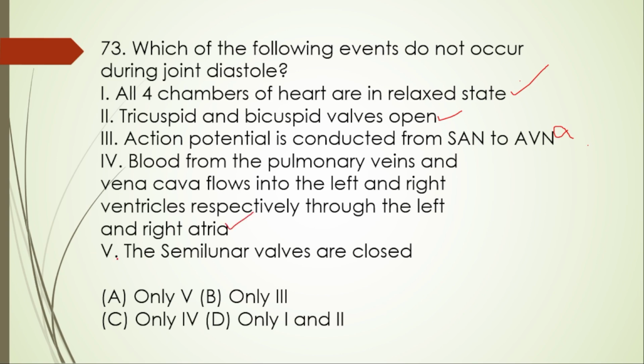respectively through the left and then right atria. This one is also right. Fifth one, the semilunar valves are closed. This one is also right. So only the third one, that is B, is wrong, not occurring during the joint diastole.